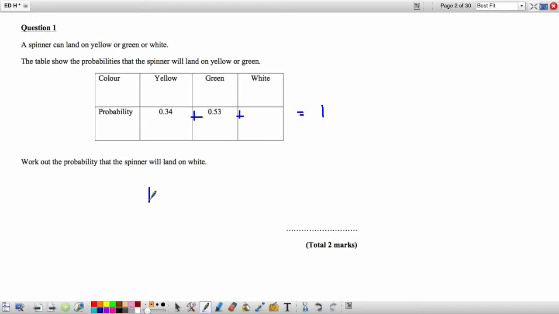So 1 subtract the total 0.34 plus 0.53 is equal to 0.13. This is the missing probability for white.